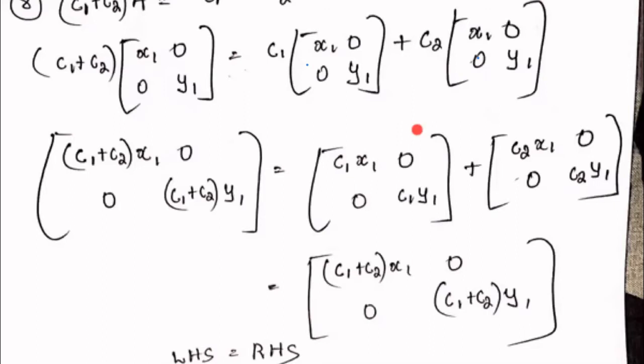Here the RHS is this. So you consider the RHS part, c1 into a plus c2 into a. C1 into a, if you multiply, you'll get c1 x1 0 0 c1 y1. If you multiply c2 with a, you get c2 x1 0 0 c2 y1. After adding, c1 x1 will add to c2 x1, 0 will add to 0, this 0 will add to 0, this will add to this. So finally, this is the answer. LHS is equal to RHS, okay?